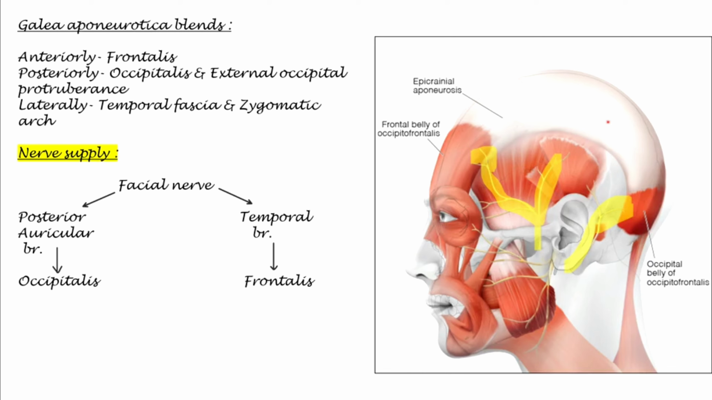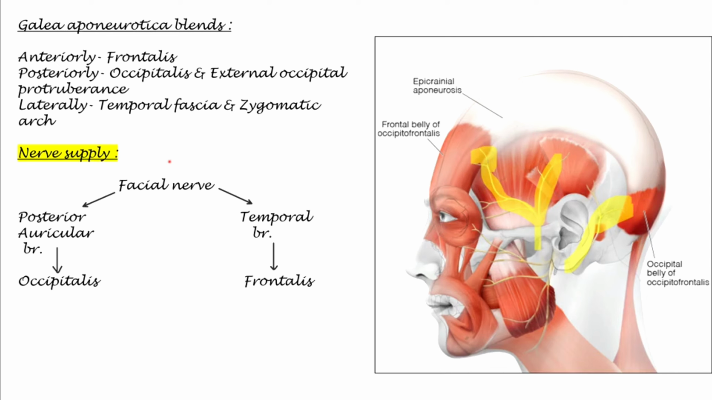Follow my pointer. This is the epicranial aponeurosis or galea aponeurotica. It blends anteriorly with the frontal belly of occipitofrontalis muscle. Posteriorly, it blends with the occipital belly. Posteromedially, it is attached to the external occipital protuberance. It blends laterally on either side with the temporal fascia and zygomatic arch. Temporal fascia is the fascia that covers the temporal bone.